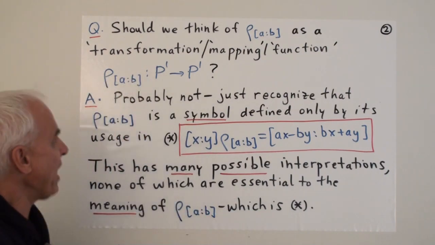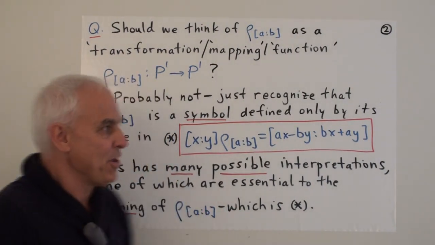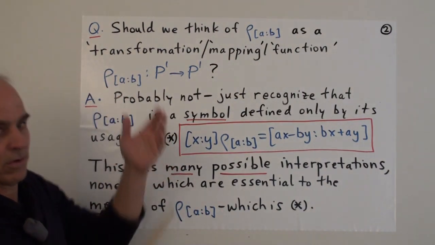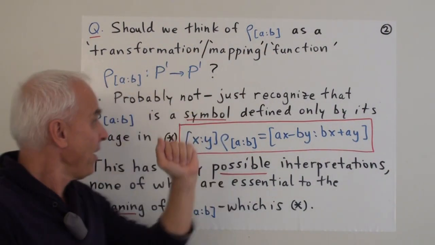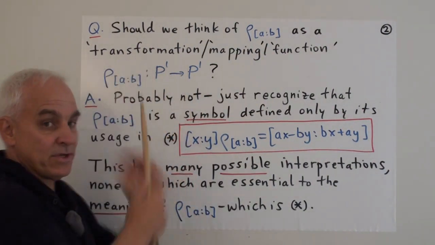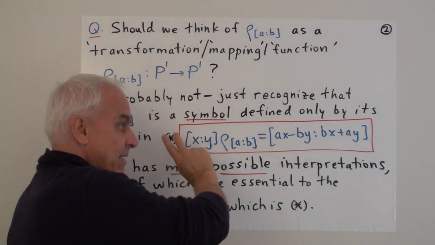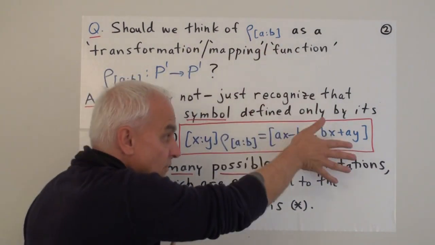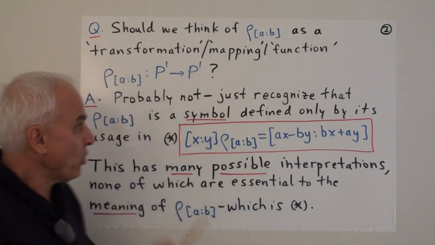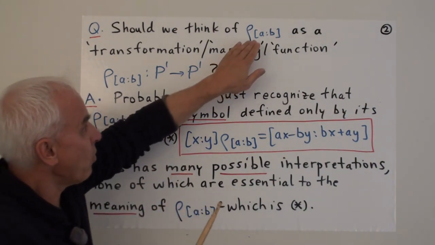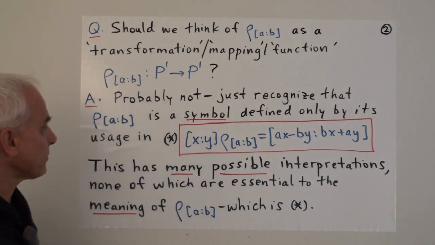So it becomes sort of automatic for students to invoke this standard construction where you have a function, or maybe a transformation or a mapping, they all mean roughly the same thing, from one set to another set. And we think of this as being something that takes an element from this set and moves it into an element in this new set.